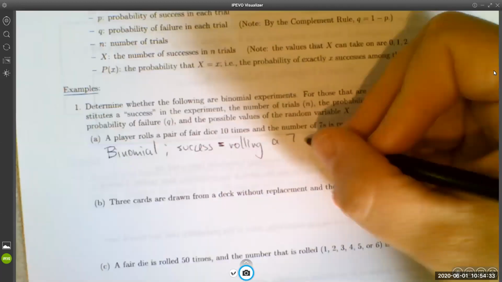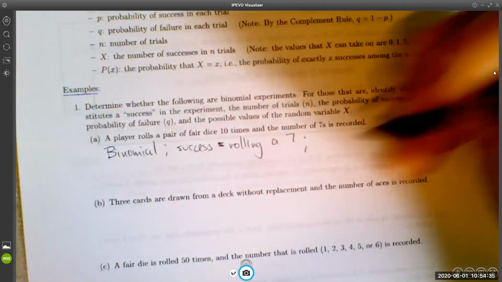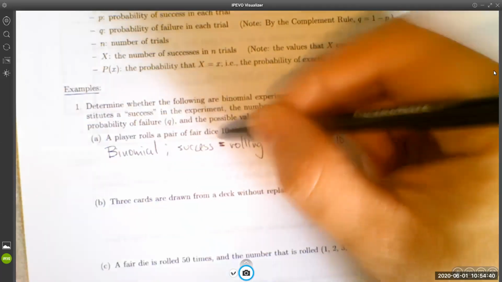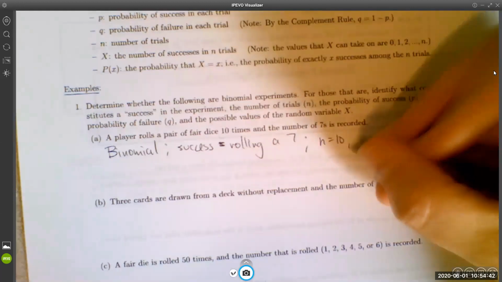So success is rolling a 7. It wants the number of trials. Number of trials we said was 10, right? Because you're going to roll the pair of fair dice 10 times. So n is 10. Probability of success.